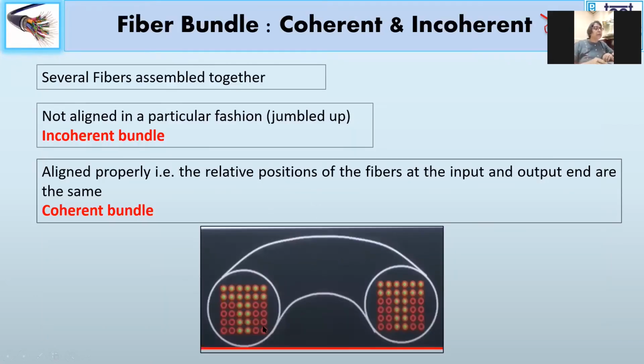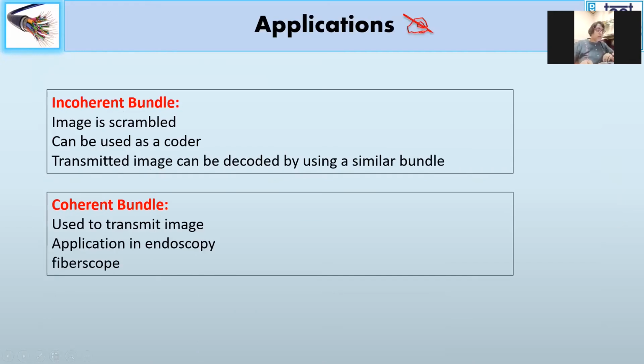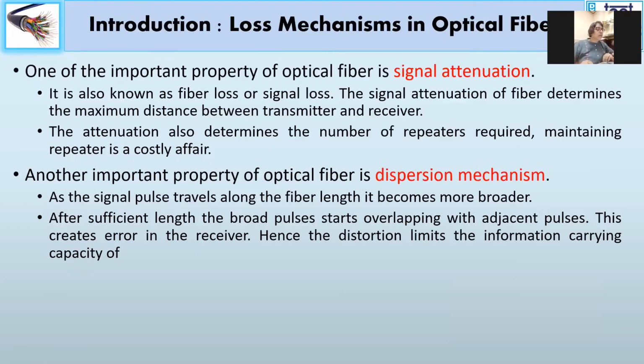Okay, so this is what a configuration is: coherent and incoherent bundles. The incoherent bundle depends upon the configuration that we have, non-aligned in a particular fashion, jumbled up, no pattern being followed. The coherent bundle is aligned properly in the relative position of the fibers at the input and the output end. So that's a coherent. So this is what we have.